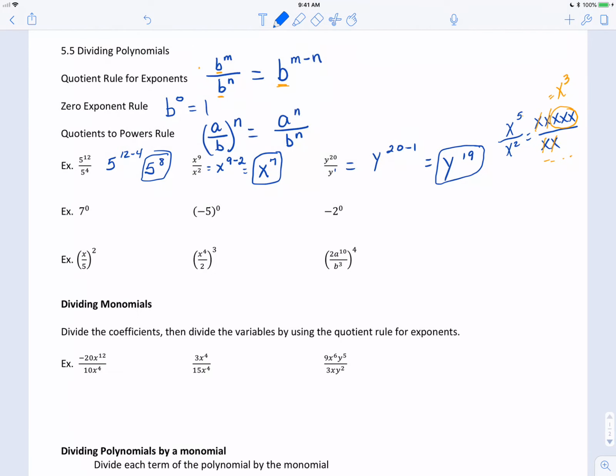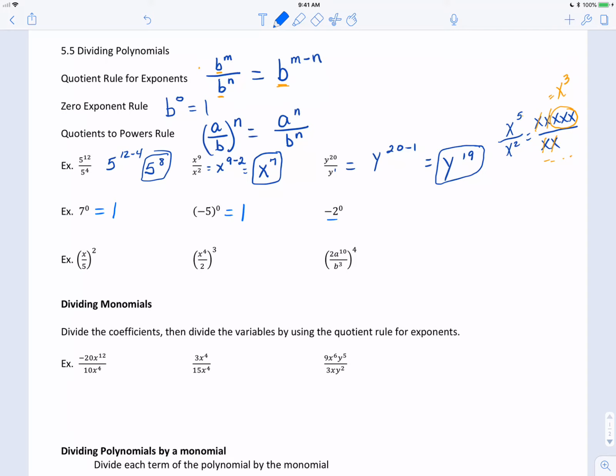All right, so 7 to the 0 power, well, remember our rule, anything to the 0 power is 1. What about negative 5 to the 0 power? Well, that's in parentheses, so that means that whole negative 5 is brought to the 0 power, so it is still 1. But what about this one?